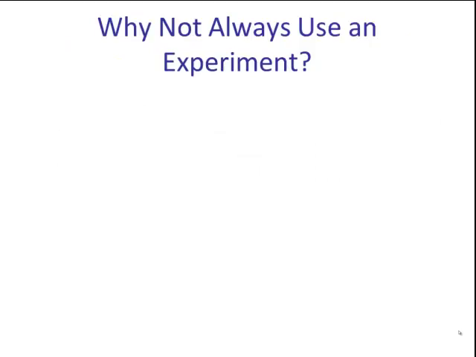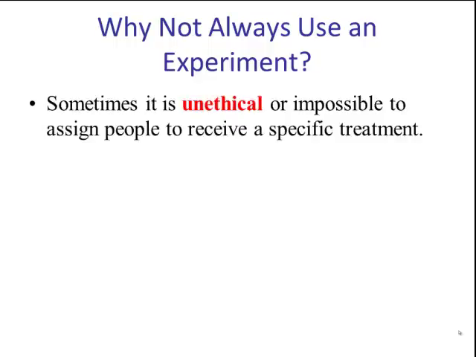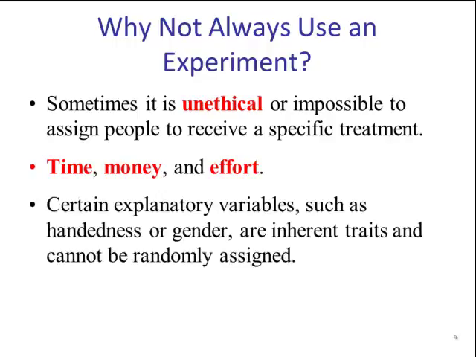So if a designed experiment is better than an observational study, why don't we always use an experiment? Well, sometimes it's unethical or impossible to assign people to receive a certain specific treatment. Time, money, and effort: designed experiments take more time, more money, and more effort. Certain explanatory variables such as handedness or gender are inherent traits and cannot be randomly assigned.